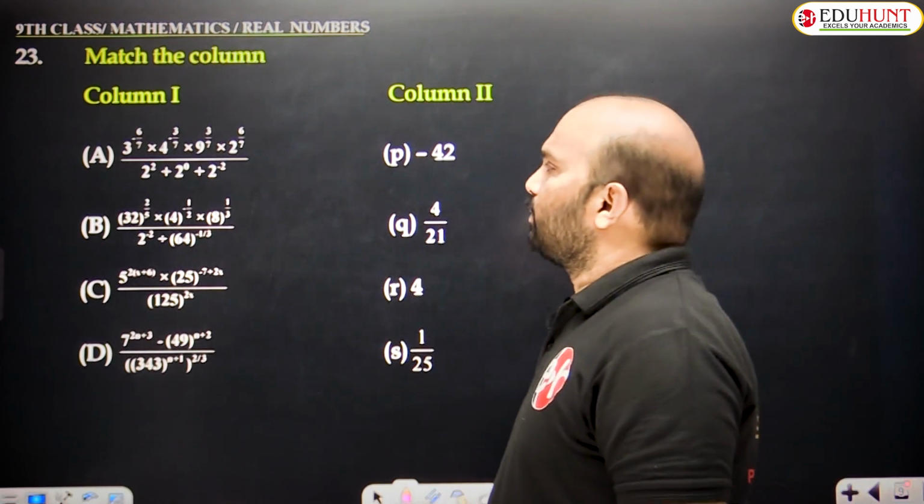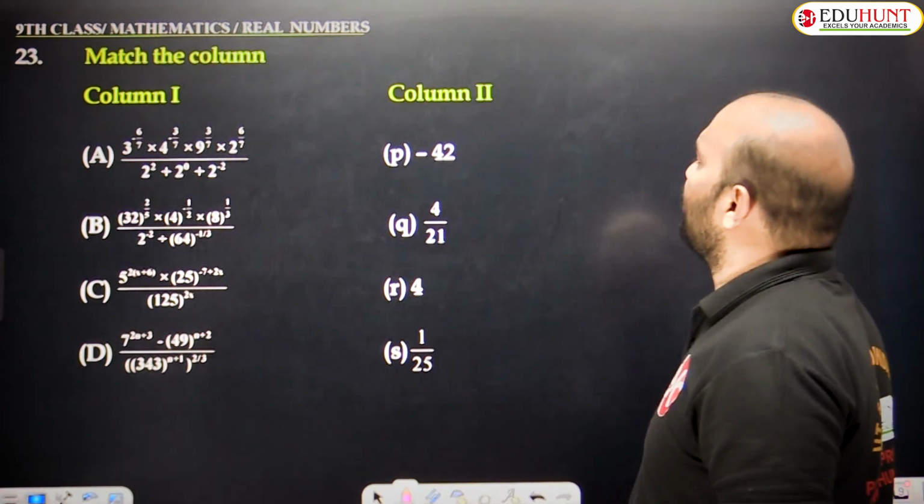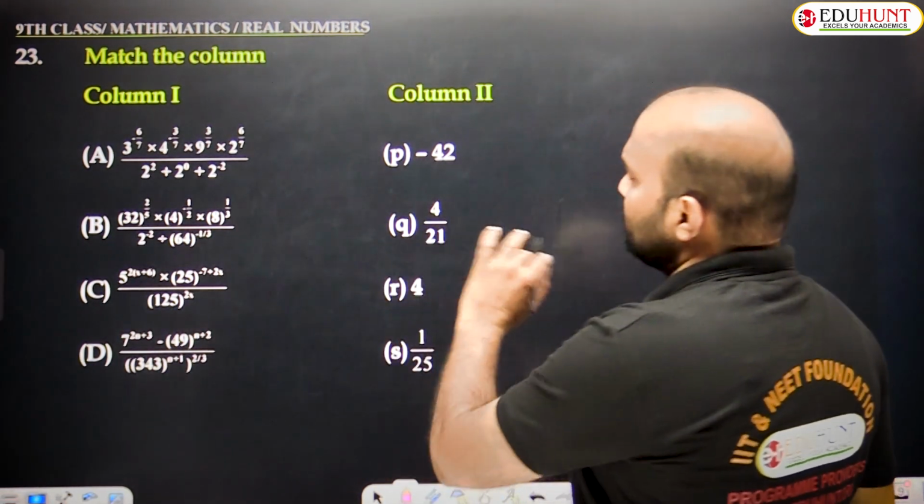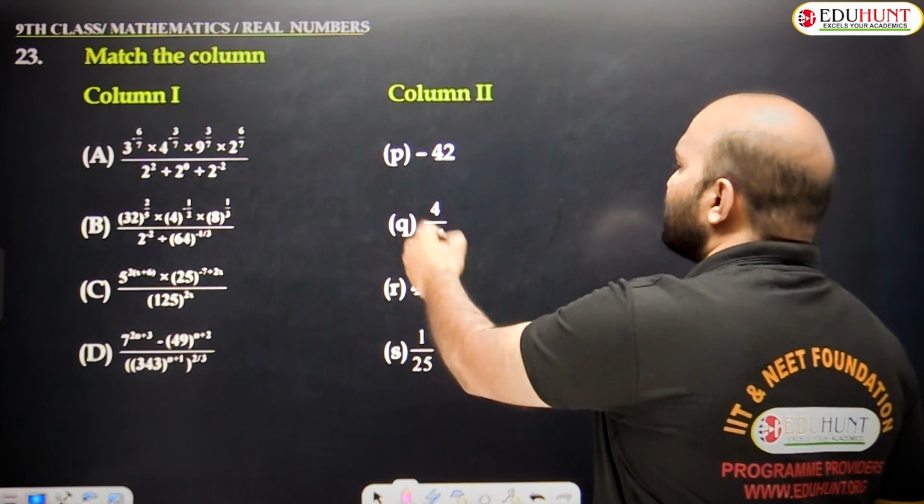So let's go to question number 23. Match column 1 and column 2. One or more options are possible. One or more conditions are satisfied.